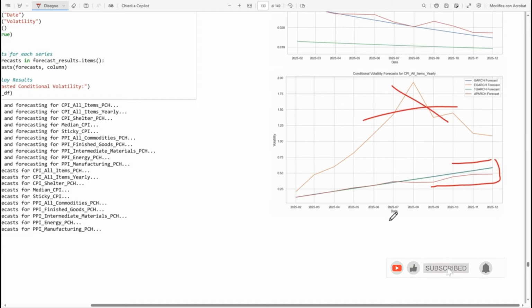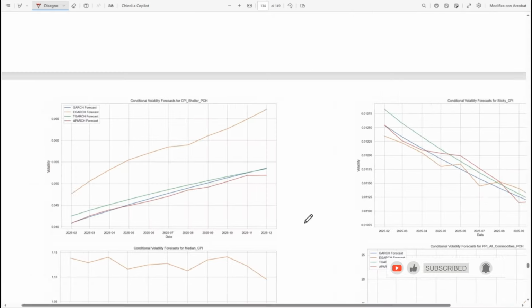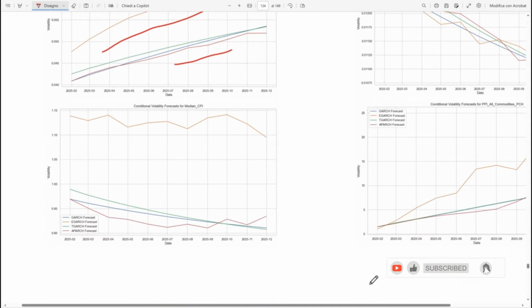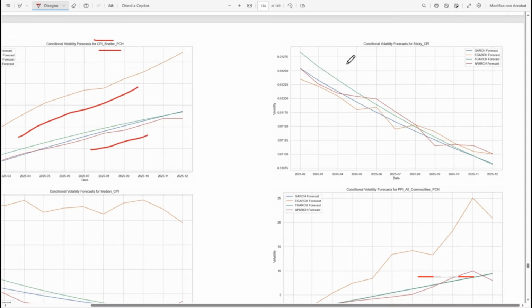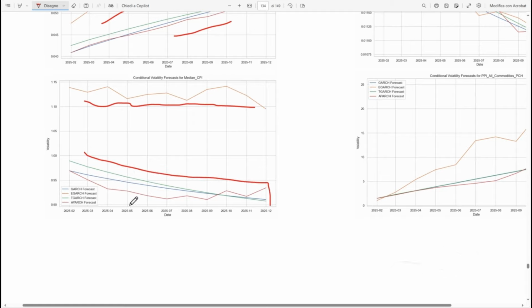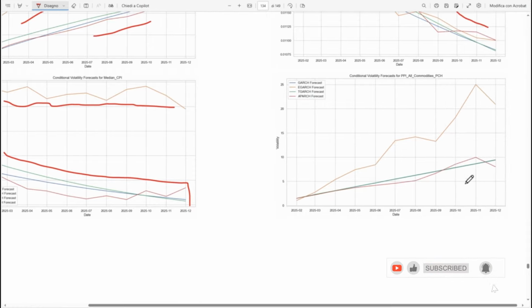It's too much conditional volatility on the upside, but nevertheless the trend is slightly higher, a standard deviation in conditional vol of 0.5 units. Core CPI, it says here shelter, I don't know why, but nevertheless conditional vol is supposed to be increasing, net of tariffs. Sticky prices, declining conditional volatility for all 4 GARCH models. Median CPI, we see that it will be pretty much steady, while the EGARCH, TGARCH and APARCH models are declining. So there is some sort of discrepancy.